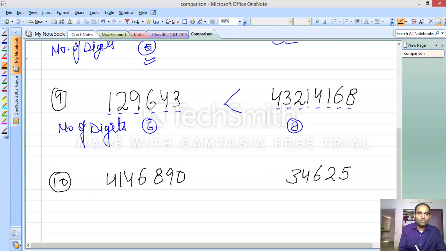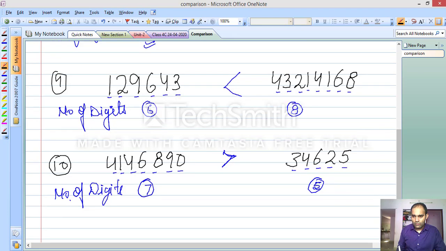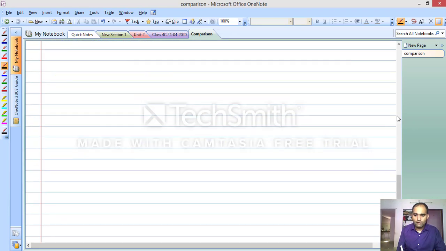Okay, now count the number of digits. Count 1 2 3 4 5 6 7. Okay, count here 1 2 3 4 5. Only 5 digits. So which number should be greater? This number should be greater. Okay, understood? Good. Now let's take one more example.